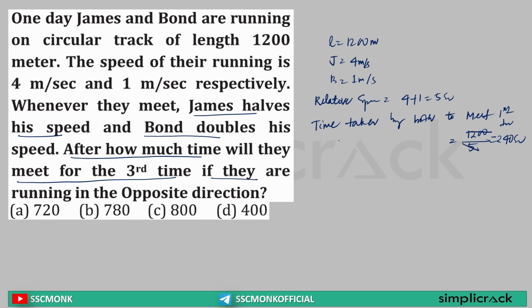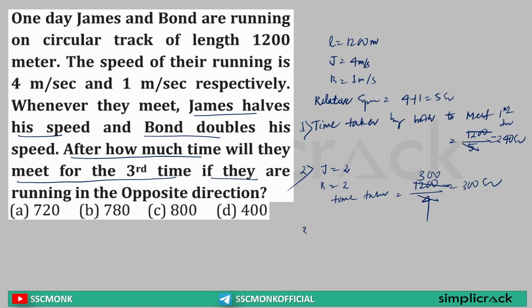Now, when they are first meeting, this is the time. Now, in the second case, after they meet, James's speed is getting halved. That means 4 will be 2. So James's speed is now 2. Bond's speed is doubled, so 1 is now 2. Yes or no? So now the time taken by them to meet again is L divided by speed, that is 2 plus 2 is equal to 4. 4 3s are 12, 0 0, that is 300 seconds. So after 300 seconds they will be meeting.